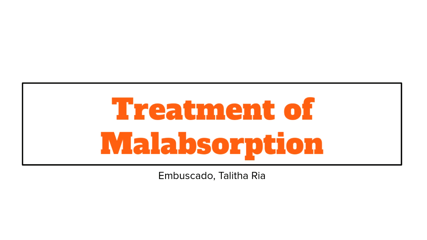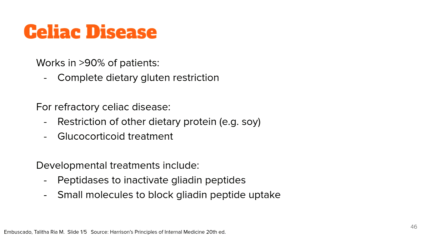So for the treatment of malabsorption, more than 90% of patients who have the characteristic finding of celiac disease respond to complete dietary gluten restriction. The remainder constitute a heterogeneous group whose condition is often called refractory celiac disease that includes some patients who respond to restriction of other dietary protein like soy or glucocorticoid treatment.